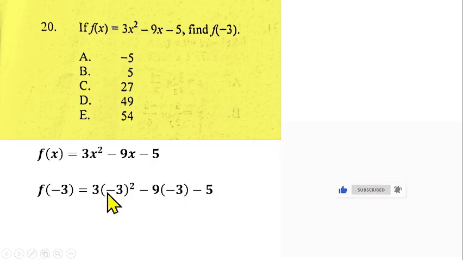This will give us 9 times 3, we have 27 there. Then minus 9 times minus 3 gives us plus 27, minus 5. So that should give us 54 minus 5. That will give us 49. So that makes option D the right answer for question number 20.